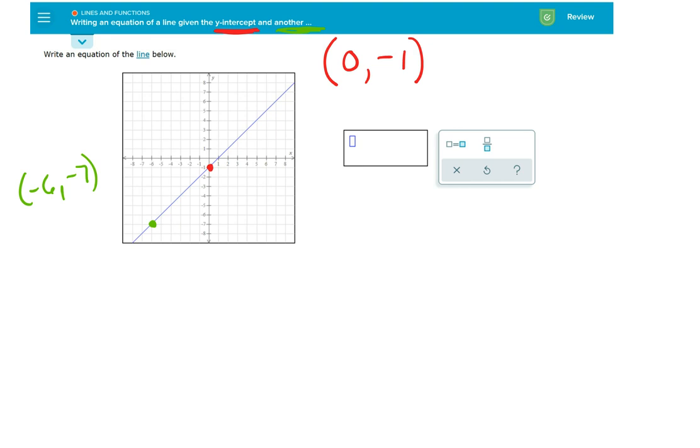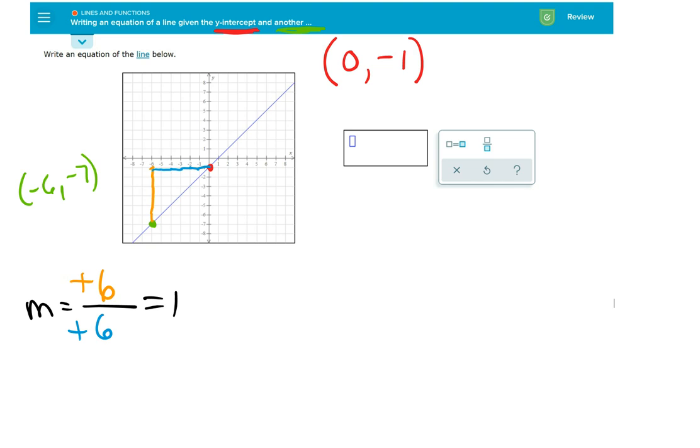Because if I start at the green point, I'm going to have to go up 1, 2, 3, 4, 5, 6. So my slope is a rise of 6. And then I'm going to run over 1, 2, 3, 4, 5, 6. I'm going to run over 6 to the right. So I'm going up, that's positive, and I'm running right, that's also positive. So technically my slope is 1.